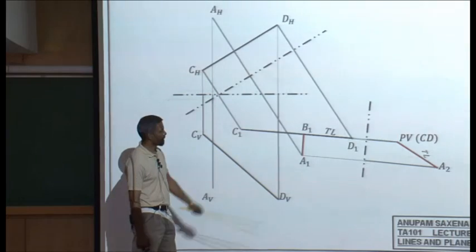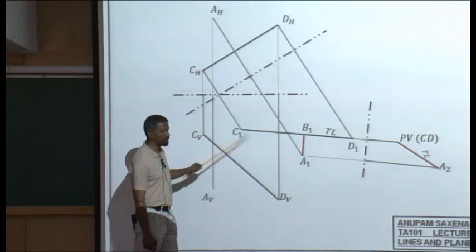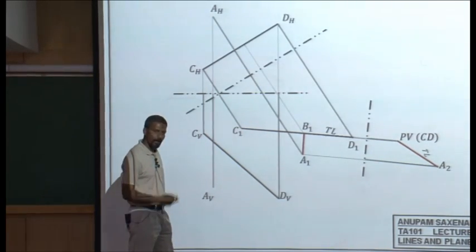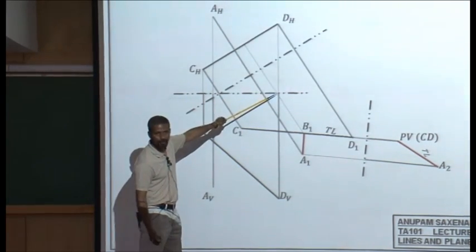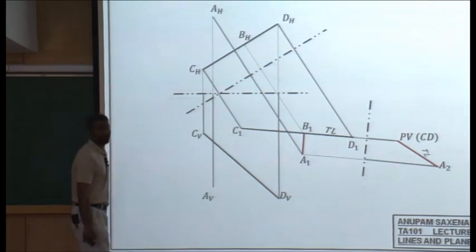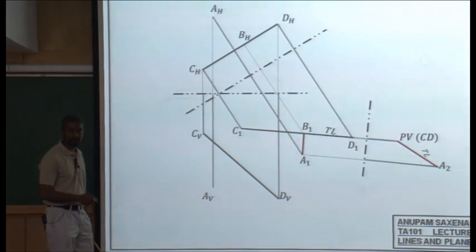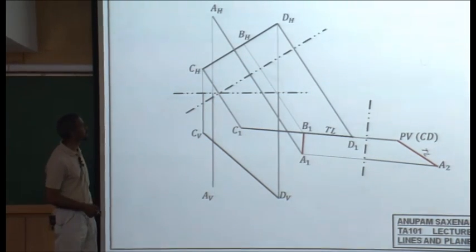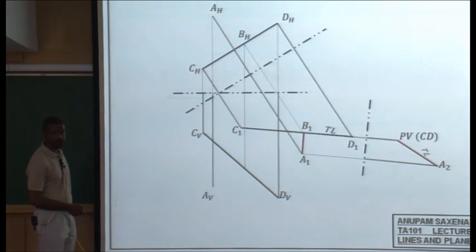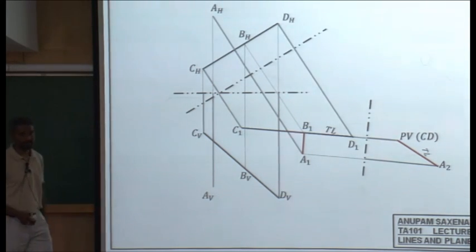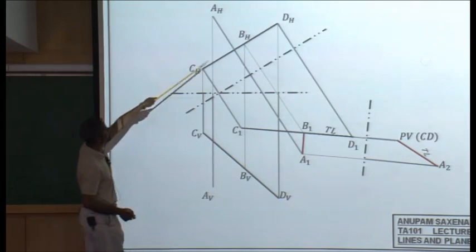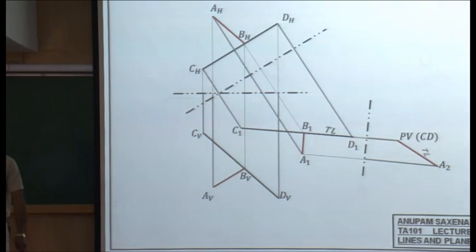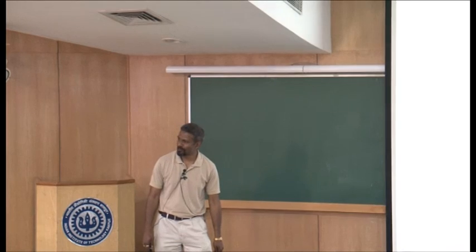This is point B1. B1 has to lie on C1D1, right? Come up, and these projections are going to be parallel to each other. So the corresponding projection of B in the horizontal plane is going to be BH on CHDH. Come down, the corresponding projection will be BB, and you join AHBH over there and ABBB over here. No rocket science.